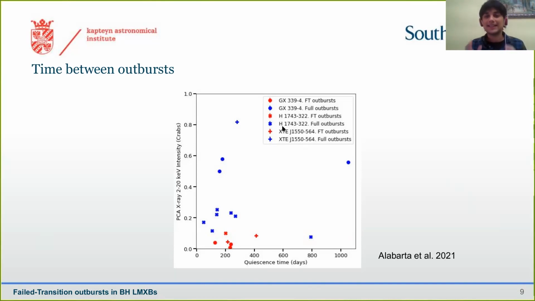And we found that the time spent in quiescence between outbursts of full and FT outbursts is very similar, as you can see. The main difference between them is the peak intensity, that we already knew that they were different. Full outbursts are brighter than FT outbursts. So this suggests that we cannot predict whether an outburst will be a failed one or a full one only taking into account the time that has been spent in quiescence before this outburst.